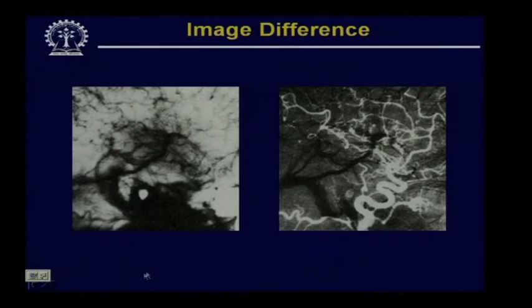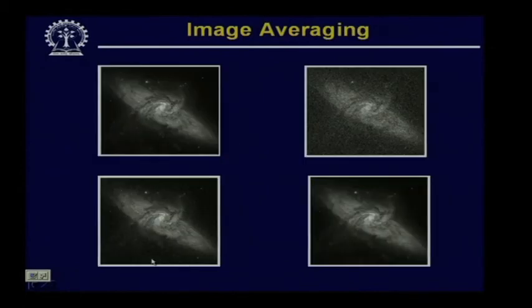And this kind of operation is very useful for astronomical cases, because in astronomy, normally the objects which are imaged have very low intensity. So, the image that you capture is likely to be dominated by the presence of noise.